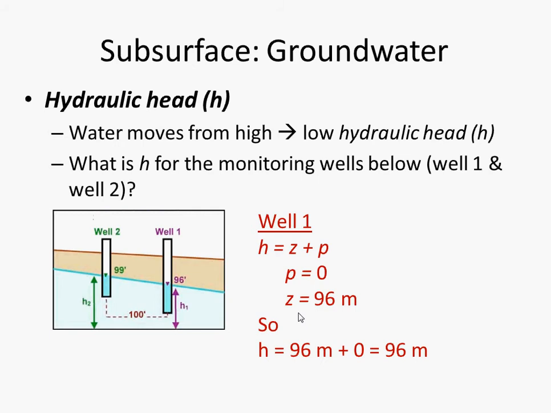So you can do the same thing for well 2, you can pause and try that on your own if you'd like. So well 2, again, pressure head is 0, elevation above sea level is 99 meters, so the hydraulic head is essentially 99 meters.